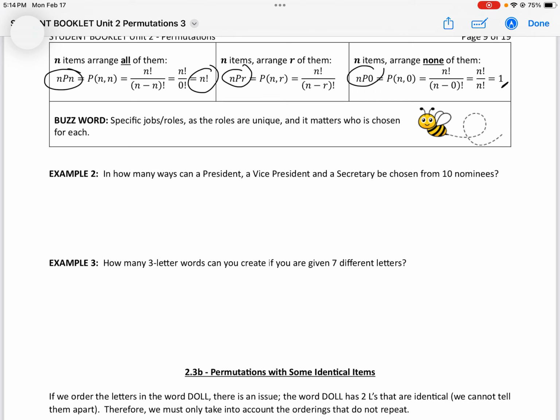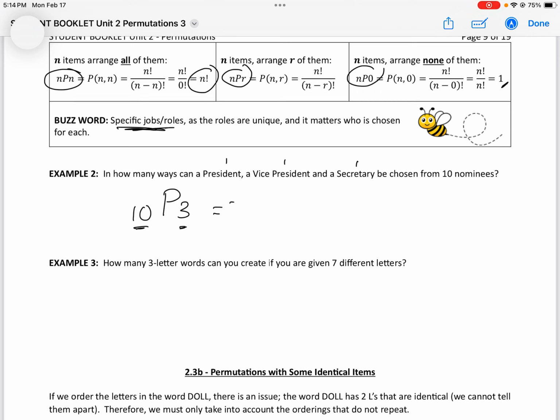Some buzzwords: we're looking for questions with specific jobs or roles, where the roles are unique and it matters who's chosen for each job. So example 2: in how many ways can a president, vice president, and secretary be chosen from 10 nominees? This is simply 10P3. There are 10 nominees, and we're ordering 3 of them for president, vice president, secretary.